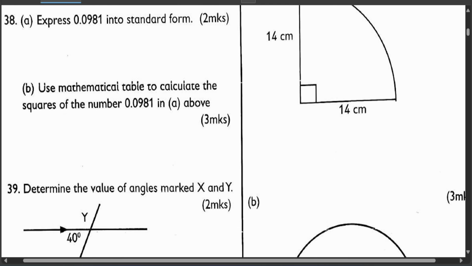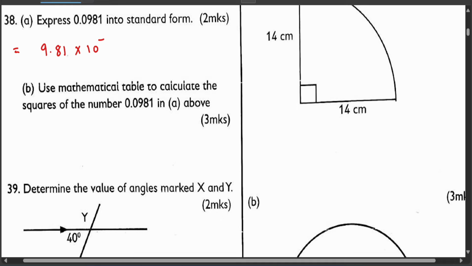Question 38. Express 0.0981 in standard form. We said that any number that is less than 1, usually the times 10 power is negative. So first, let's write the number in standard form, which should be 9.81. It is always expressed in terms of unit numbers, so 1, 2, 3, it must be written like that, then times 10 power negative. But now you ask yourself, this is 9.81.